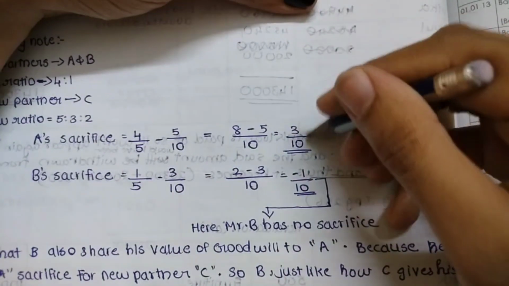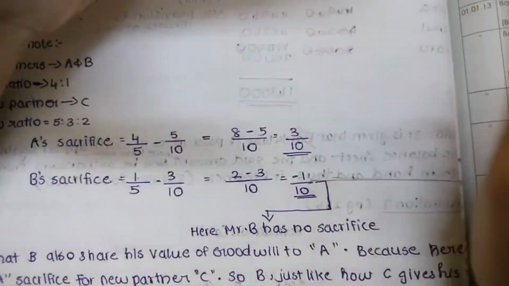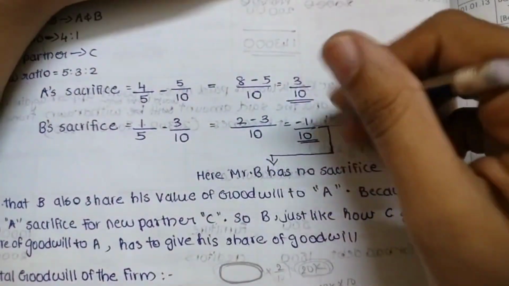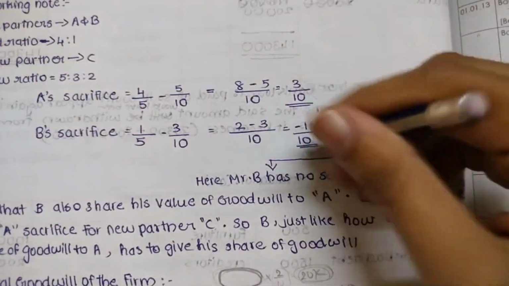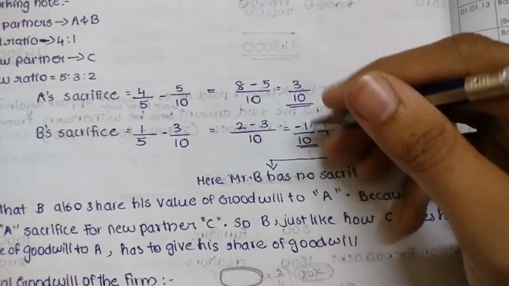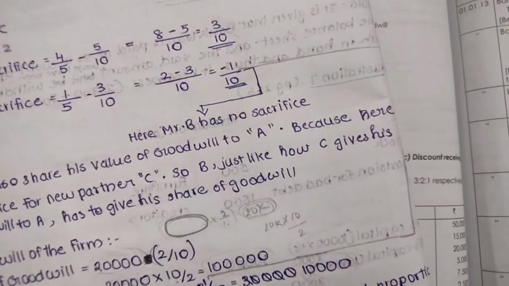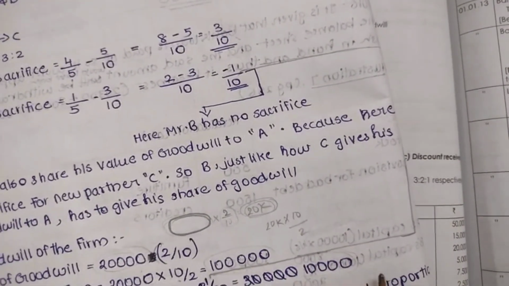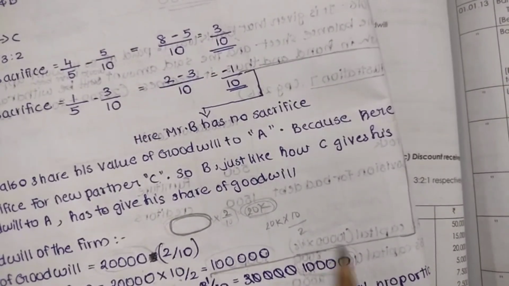See here, that is 3 by 10 is the sacrifice of A, and B has no sacrifice. That is, we get negative 1 by 10. Okay, don't consider the negative, take that 1 by 10. It will be on this basis that we have to bring. Since he has not borne any sacrifice, we have to take that gain portion he had and apply it on the 1 lakh, and he has to bring that portion as goodwill. So 1 lakh into 1 by 10, 10,000 we got.